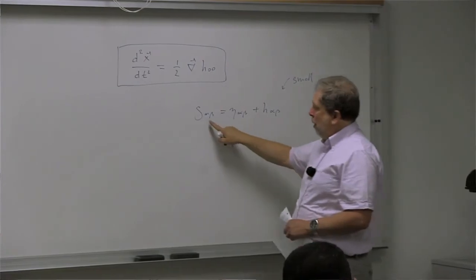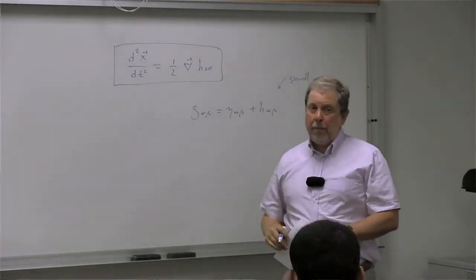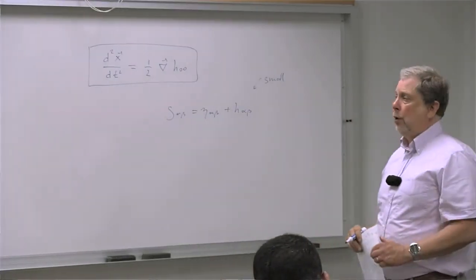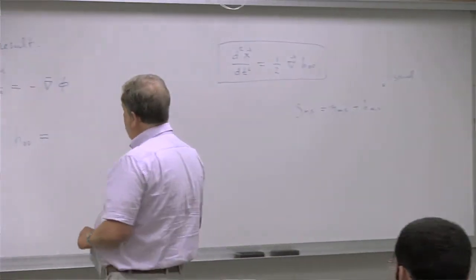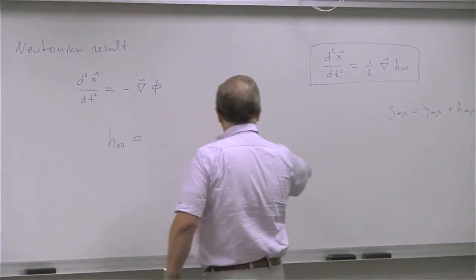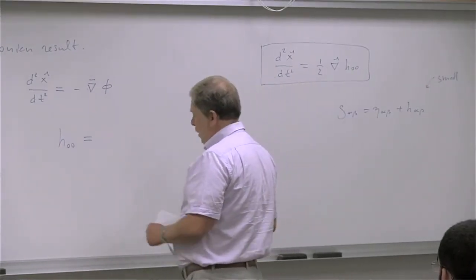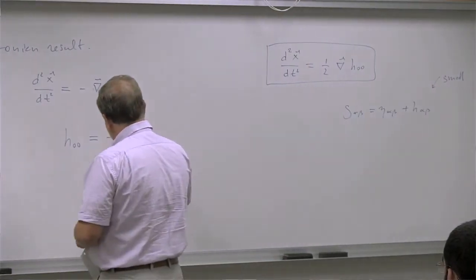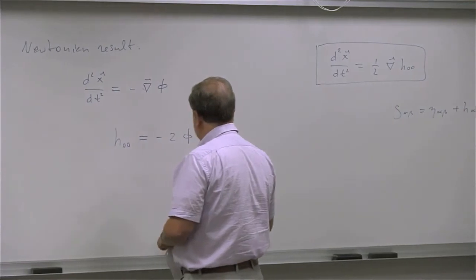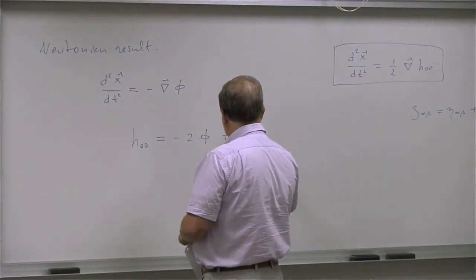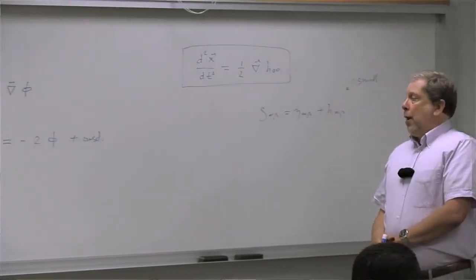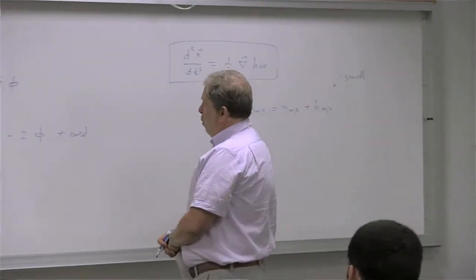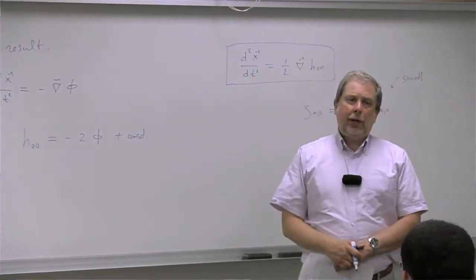So when we're talking about h naught naught, we're talking about some piece of the metric, and in particular the naught naught component when the field is weak. And so because of the relative minus sign and because of the 1/2, this tells us that h naught naught is minus 2 times the Newtonian potential plus, of course, possibly a constant, right? Because the constant would drop out when you take the gradient.